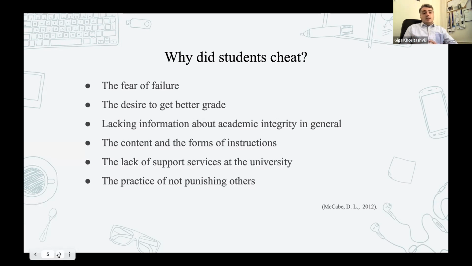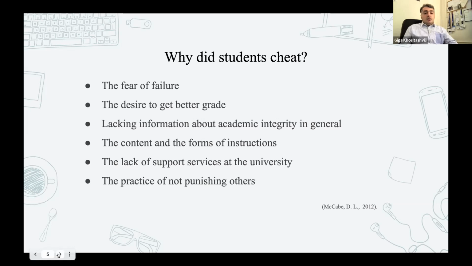The first one is that they have fear of failure, and they decide to act like this. Also, they have the desire to get better grades, and for this reason, sometimes they would do that. Lack of information about academic integrity in general is a case not only in Georgian higher educational institutions, but in many cases. Sometimes neither the university nor the academic staff highlight enough the importance of academic integrity, and that might cause cases of academic misconduct.